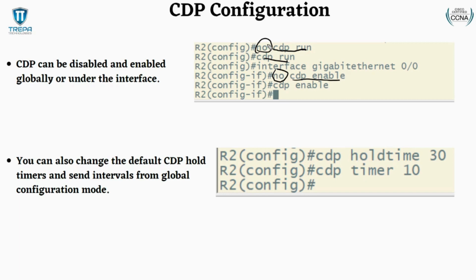And then we also have the hello and hold timers of CDP. You can change those values globally. So this is going to be the hold timer, the send intervals, whatever you want to call it. Hello, hold timers, dead timers. You can change it with this command right here globally. cdp holdtime, and then cdp timer is going to be your send interval. So for the exam, if they ask you how do you change it, it's going to be from global configuration. The command for the hello timer is cdp timer, or the send interval. And then for the hold time it's going to be cdp holdtime, and then the value in seconds.